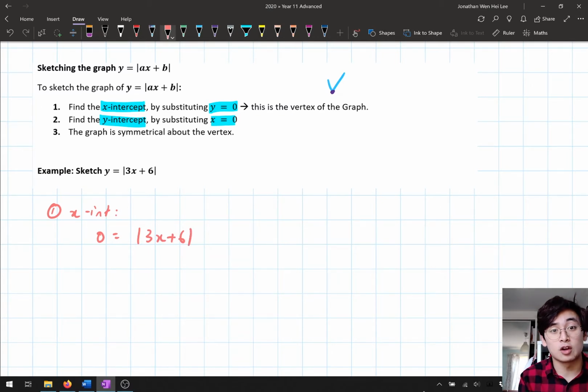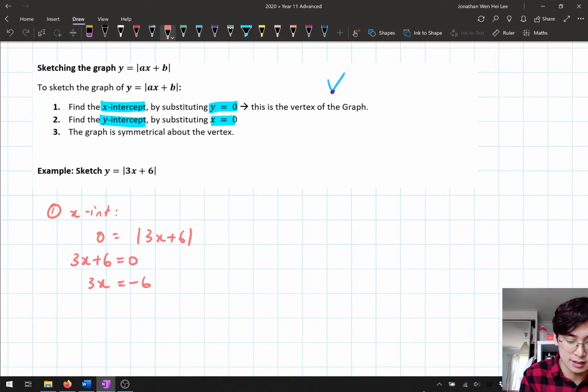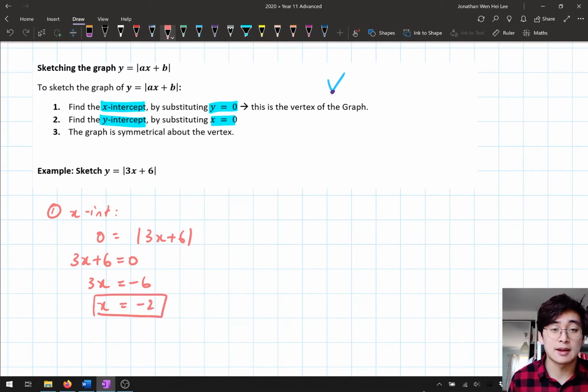Basically what I'm doing here is I'm just solving for what's inside my equation. So here I've got 3x plus 6 is equal to 0. 3x is equal to negative 6. X is equal to minus 2. So my x-intercept is when x is equal to minus 2.